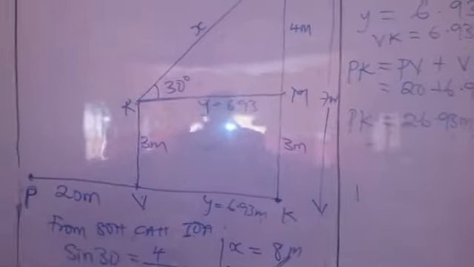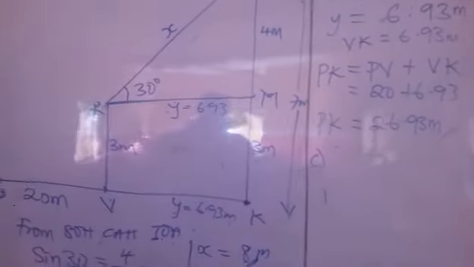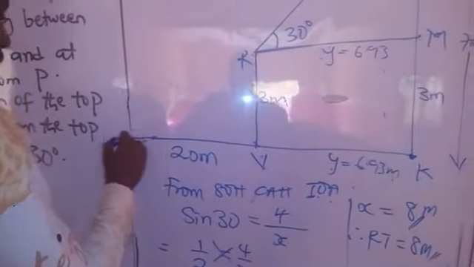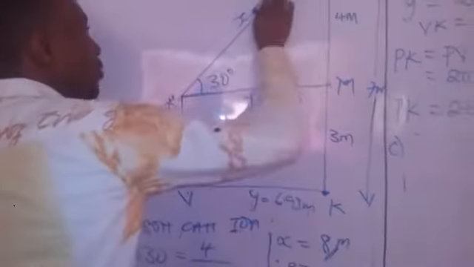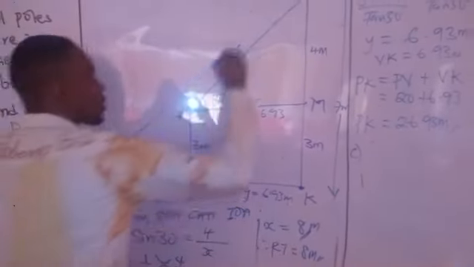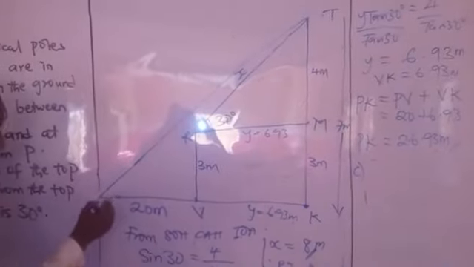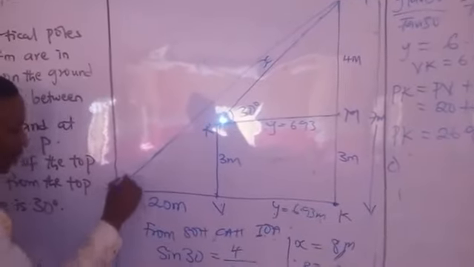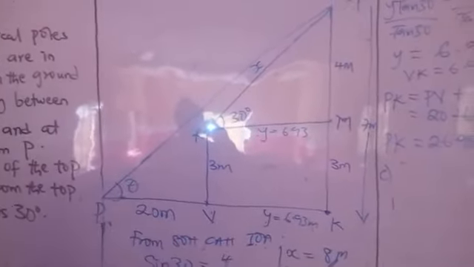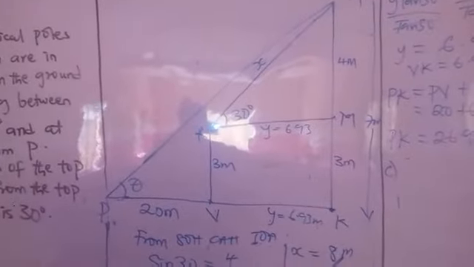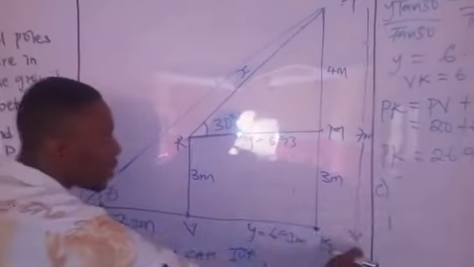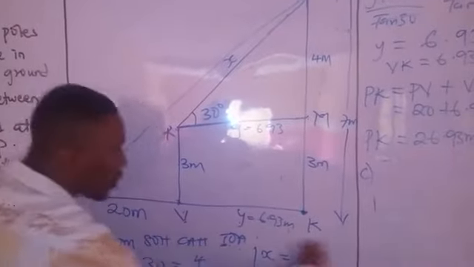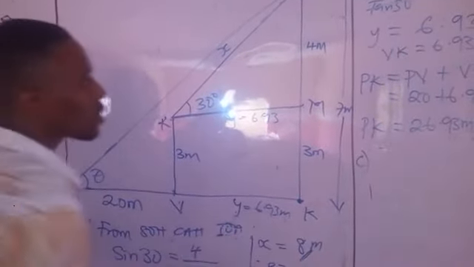So lastly, part C of the question says, find the angle of elevation of T from P. So from P to T, that's the angle of elevation we are going to be looking at. So they want us to find this angle, theta. We don't know the angle theta here. So now look, we have this side as 7 meters. We have gotten this side, PK, as 26.93 meters.